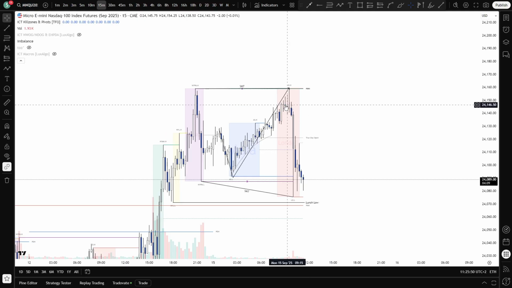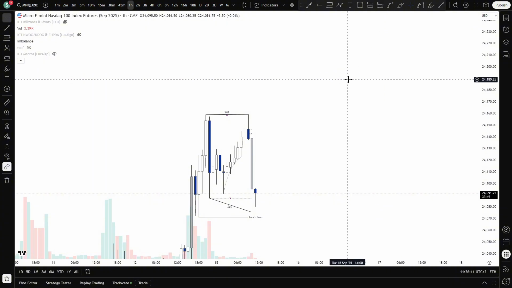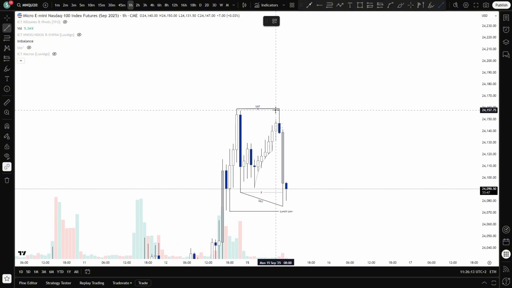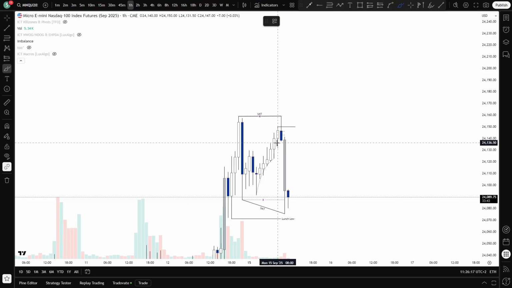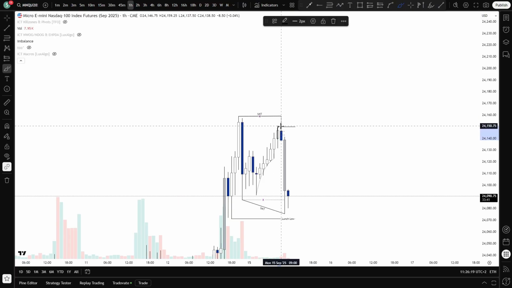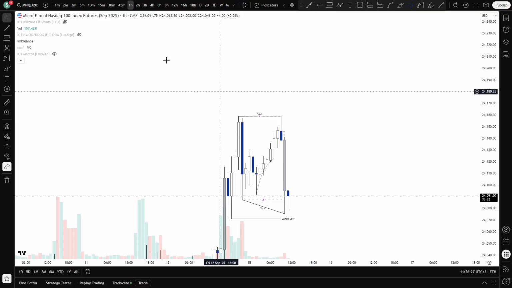So we had this really nice SMT and we took out good liquidity with a great reaction. We also made a really nice swing high with a good candle formation right here. So there were a couple of triggers to look for shorts.